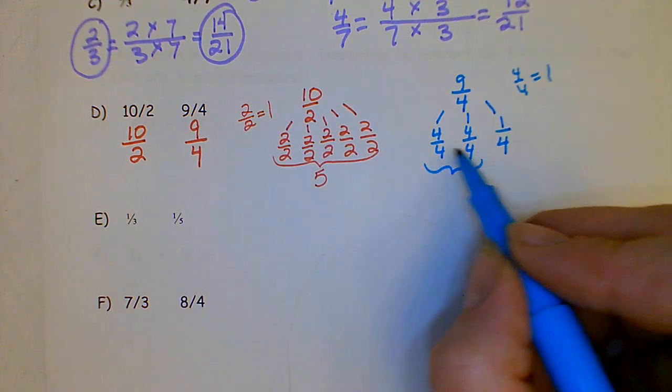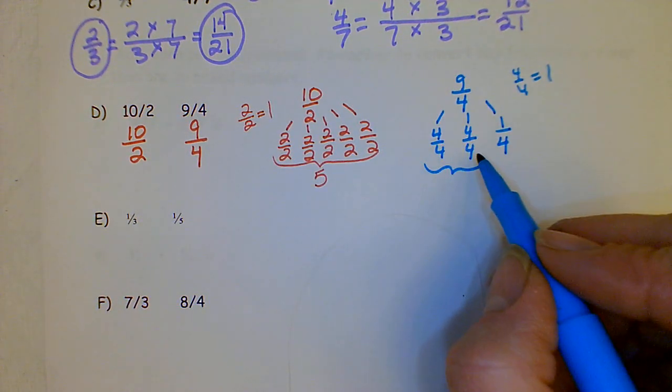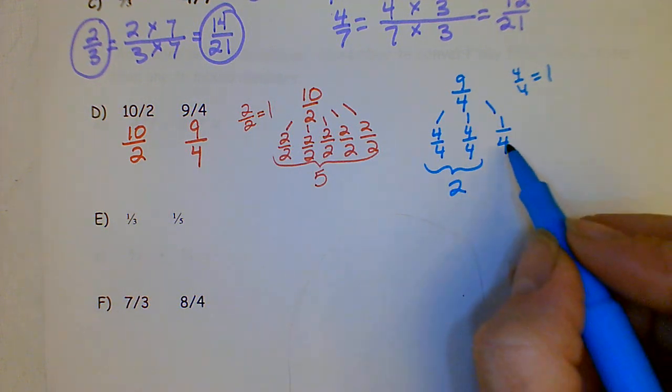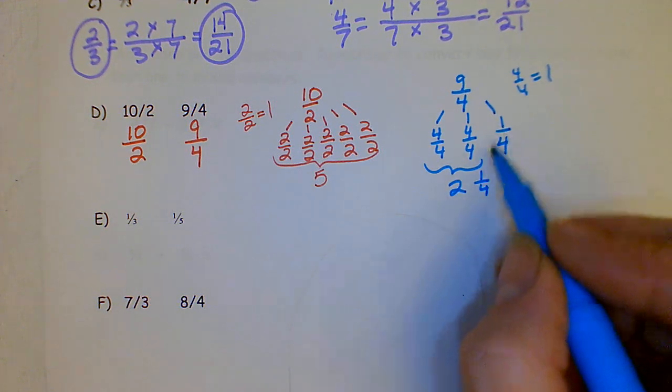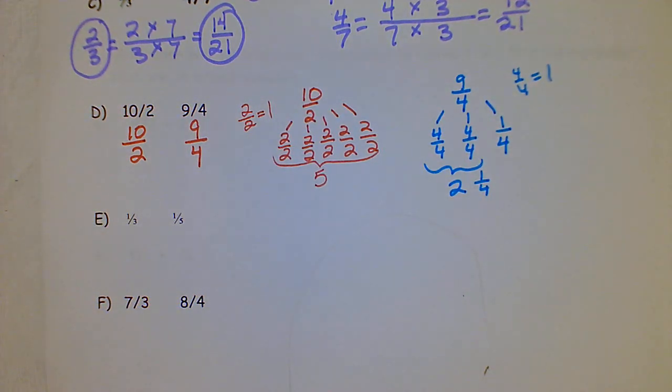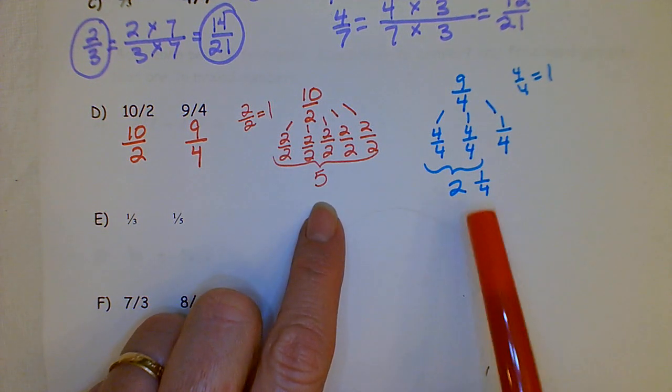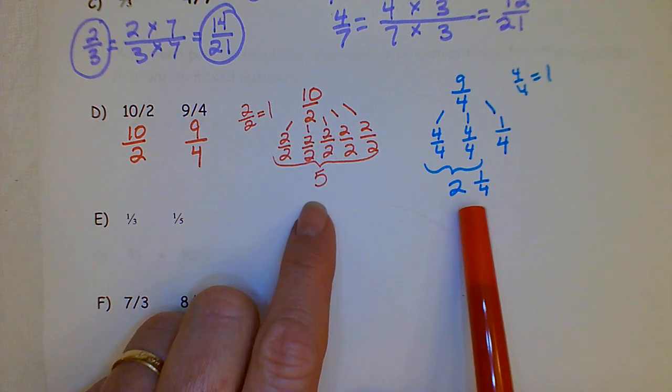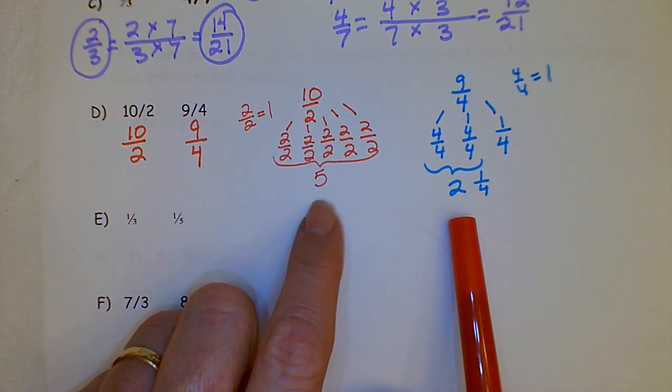So now I'm going to take these, and remember this is equal to 1 and this is equal to 1, so that's 2 and a fourth, because I keep my fraction. So what I now know is that 9/4 is equal to 2 and a fourth. Now that we've done this, it becomes very clear. If I compare 5 and 2 and a fourth, it becomes really clear which one is larger.